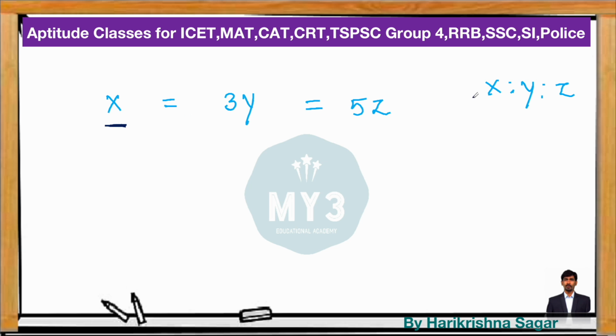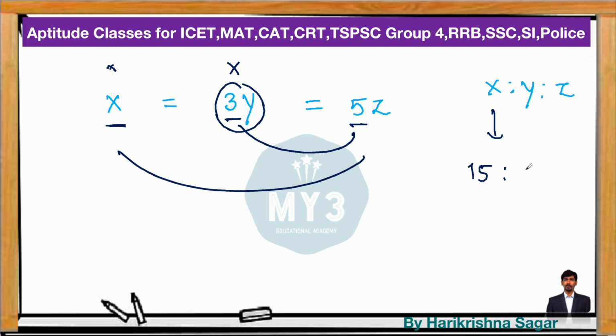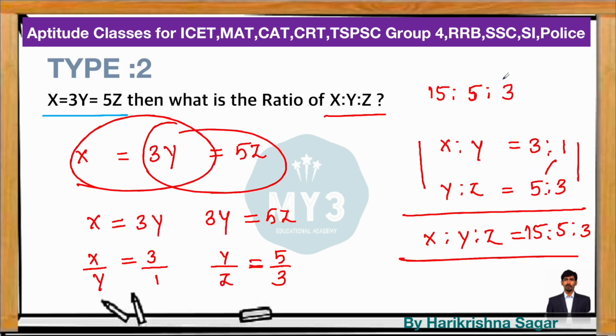To get the x value, just close this and observe the coefficients of the other two and multiply. That means 3 into 5 is going to be 15. To get the y value, just close this, multiply the coefficients of the other two terms. That means 1 into 5 is 5. To get the z value, just close this and multiply the other two coefficients, which is 3. That means the answer is 15 is to 5 is to 3. So we arrive at this answer.